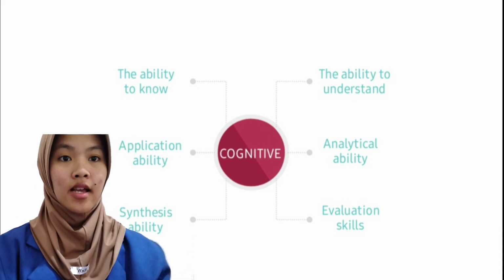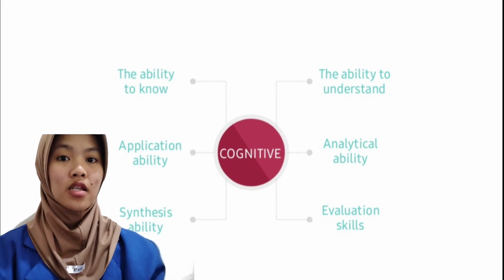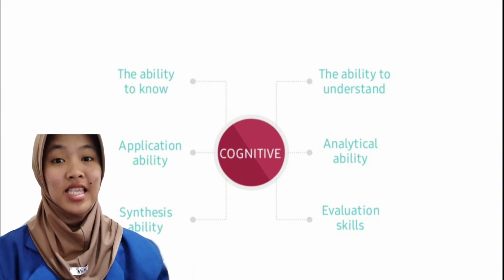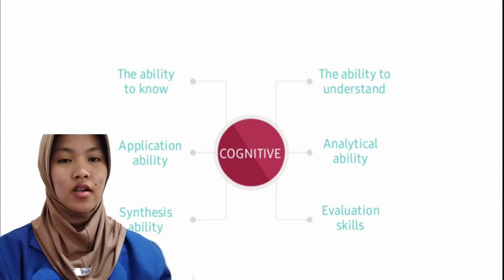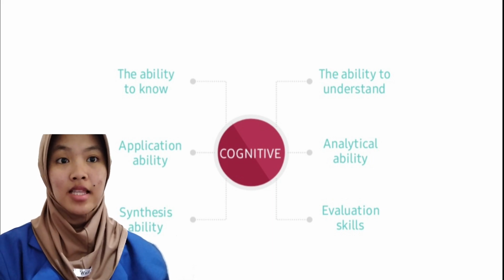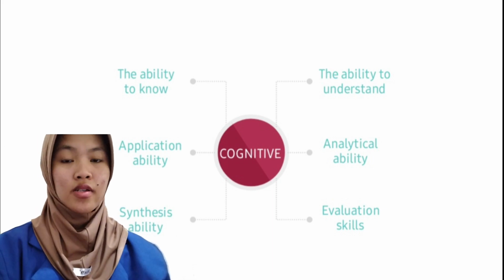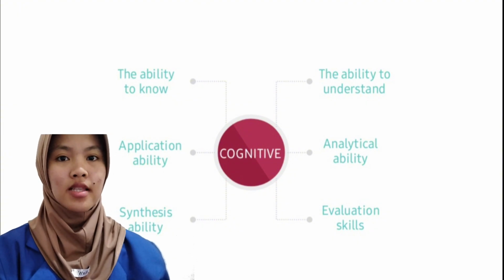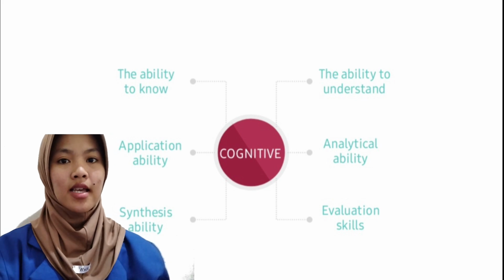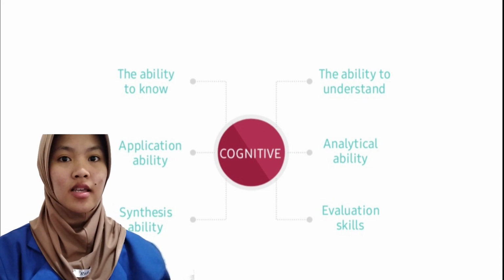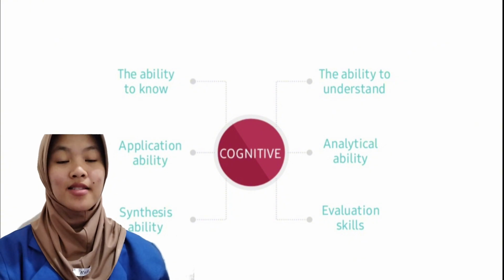And the second one is the ability to understand. The ability to understand is the ability of students to learn the materials studied, understand the meaning, state the data in their own words, and translate. Operational words that can be used include explain, restate, rephrase, criticize, classify, summarize, illustrate, and translate.